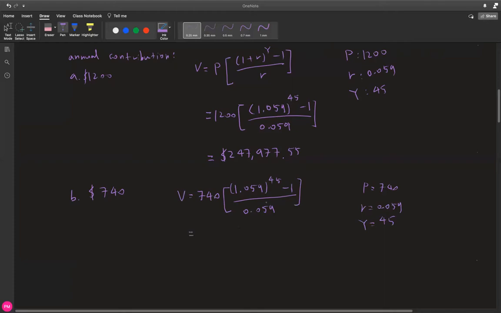So after putting this in the calculator, we should be able to get $152,919.49.